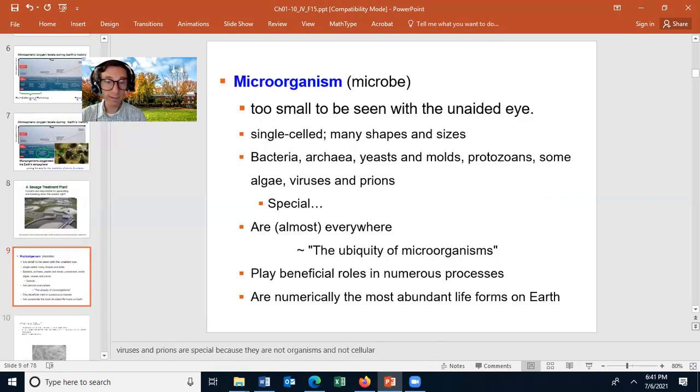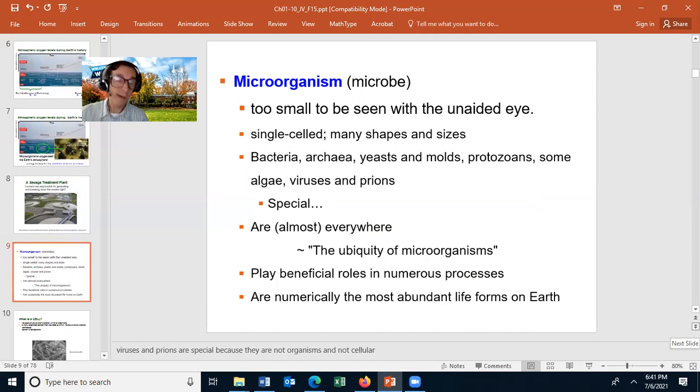Any question about that? If not, let's move on to what microorganisms are.